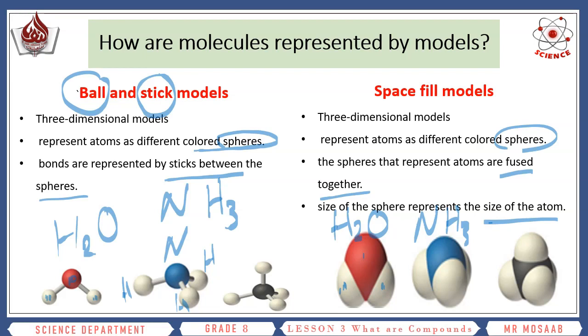Either ball and stick models or space fill models, it is the same. The last compound here, CH4, has one carbon, which is represented by a black sphere, this one, and four hydrogen atoms. CH4.